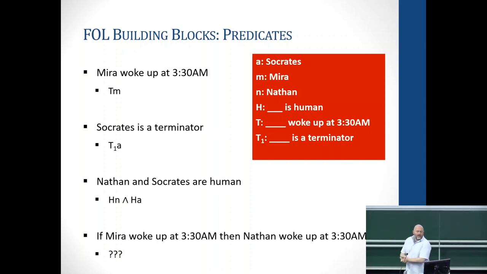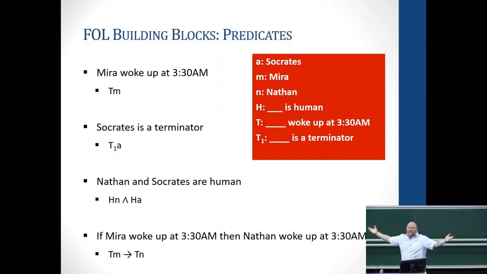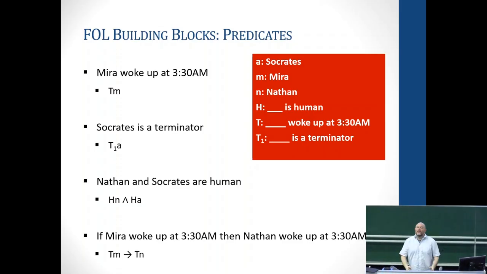And finally, if Mira woke up at 3:30, then Nathan woke up at 3:30. Again, what's the main operator of this sentence going to be? It's a conditional, right? And then our antecedent is going to be Mira woke up at 3:30, so TM, and our consequent is going to be TN. Bingo, bango. Note, just like before, we can put the brackets on the outside. You can leave them off. The same conventions hold as before. Okay, if we can do this, we've got the fundamentals.